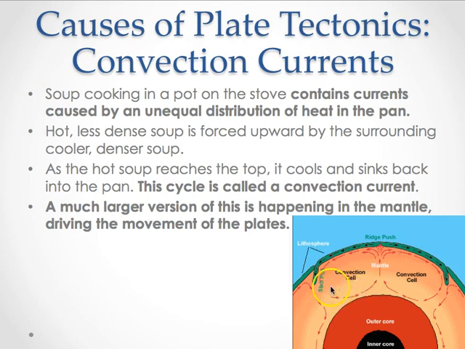It's hotter. It's under more pressure. As it flows up, it's going to cool down because it's under less pressure. As it cools down, it gets heavier. So it starts to fall back towards the bottom where it heats up, becomes less dense, and rises again. That creates that convection current that's moving this lithosphere that's on top.